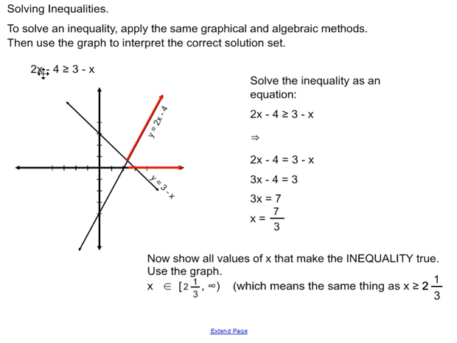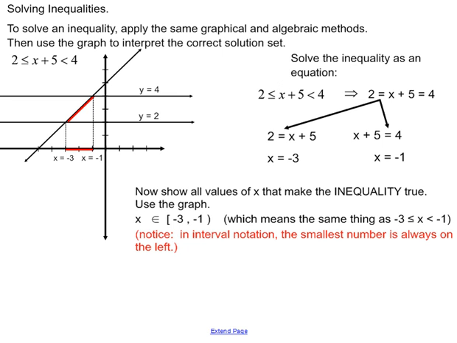And you can verify that by substituting numbers in for x. Like 3. 3 is bigger than 2 and 1/3. That gives us 6 minus 4 should be bigger than 3 minus 3. 6 minus 4 is 2. 3 minus 3 is 0. 2 is bigger than 0.